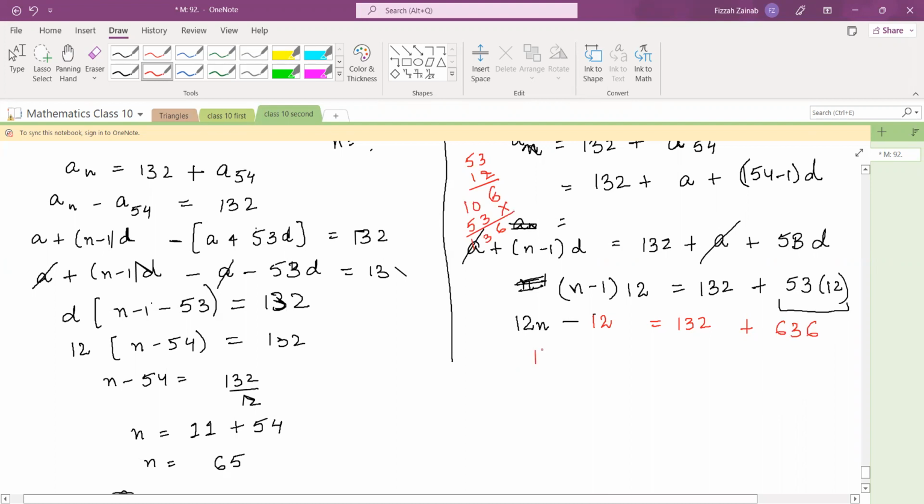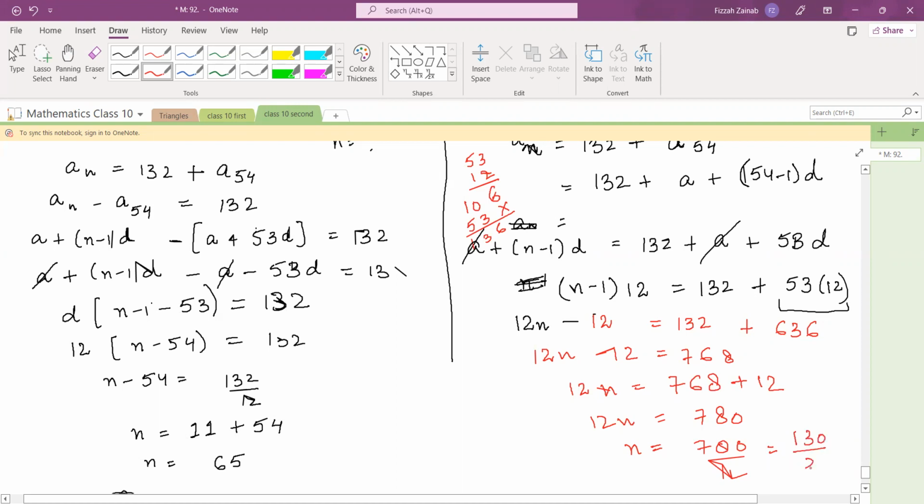So this is like 12n minus 12 is equal to 636 plus 132, which is 768. So 12n is 768 plus 12. So 12n is equal to 780. So n is equal to 780 divided by 12. So if you divide it, 6 into 1 is 6, 130 divided by 2, and again it is 65, right?